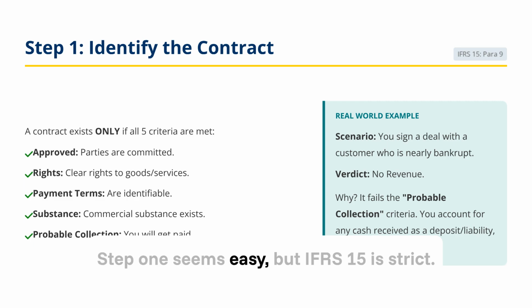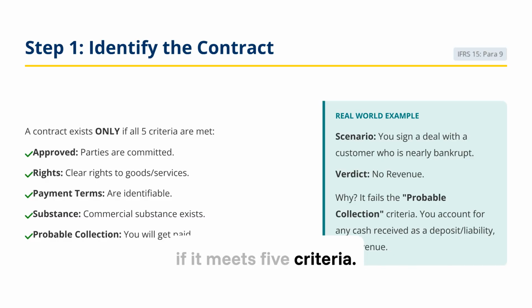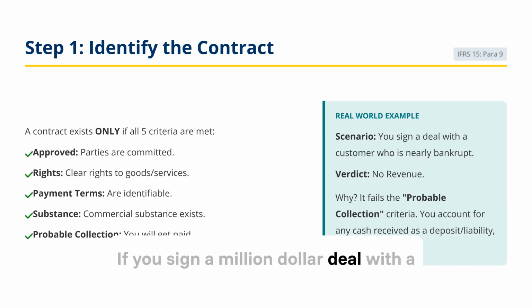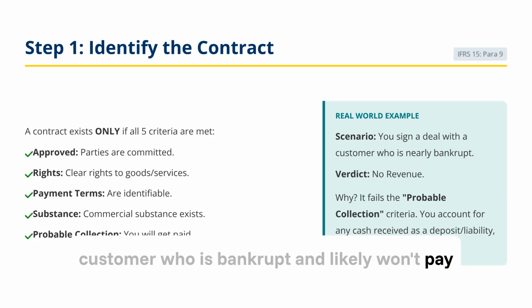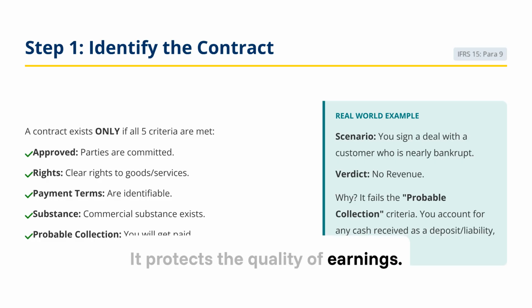Step 1 seems easy, but IFRS 15 is strict. A contract only exists for accounting purposes if it meets 5 criteria. The most critical one is probable collection. If you sign a $1 million deal with a customer who is bankrupt and likely won't pay you, you have zero revenue. You cannot record revenue if collection isn't probable. It protects the quality of earnings.